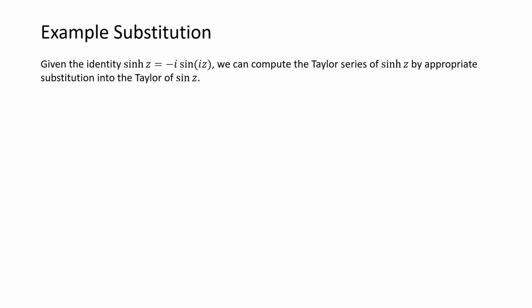In some cases, we can find the Taylor or Maclaurin series via an identity. If you recall, we defined the hyperbolic sine of z as minus i times the sine of iz, and we know what sine of z is, so we can take this Taylor series for sine, plug in iz, and then multiply by minus i, and that'll give us the Taylor series for the hyperbolic sine.